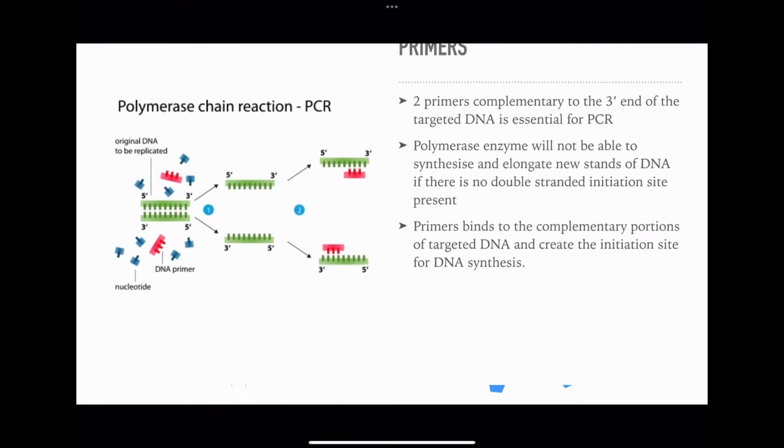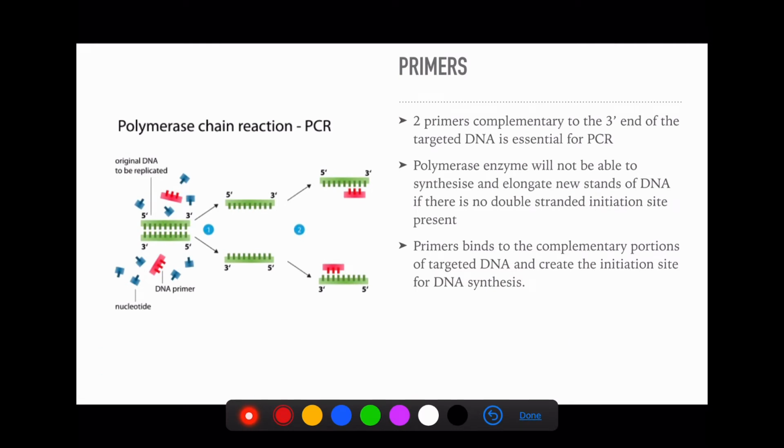The most important ingredient required for PCR is targeted DNA specific primers. Now, what is a primer? A primer is a short nucleotide sequence that provides a starting point for DNA synthesis. In PCR, two primers complementary to the 3' end of the targeted DNA sequence are required. When these primers bind to the complementary 3' end of the targeted DNA sequence, a small double-stranded structure is formed, which enables the Taq polymerase enzyme to bind, synthesize and elongate new DNA strands.